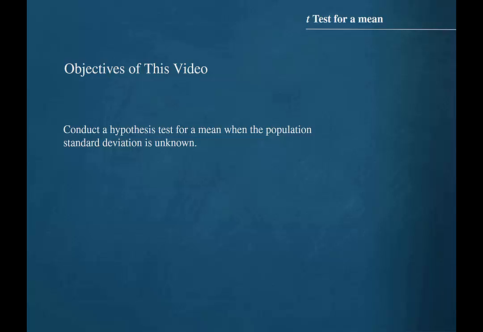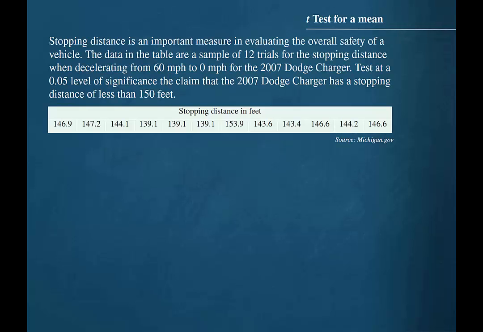In this video, we will learn to conduct a hypothesis test for a mean when the population's standard deviation is unknown. Stopping distance is an important measure in evaluating the overall safety of a vehicle. The data in the table are a sample of 12 trials for the stopping distance when decelerating from 60 miles per hour to 0 miles per hour for the 2007 Dodge Charger.